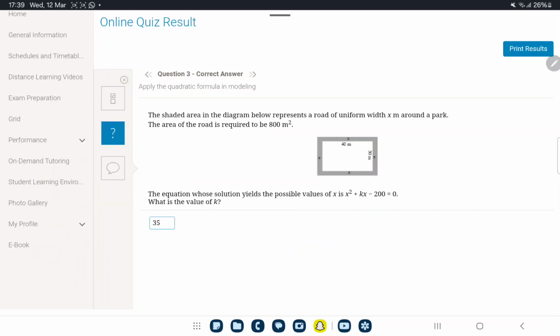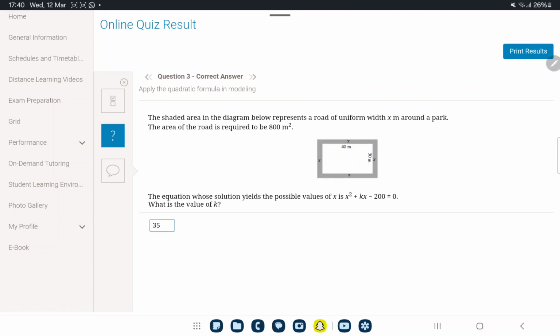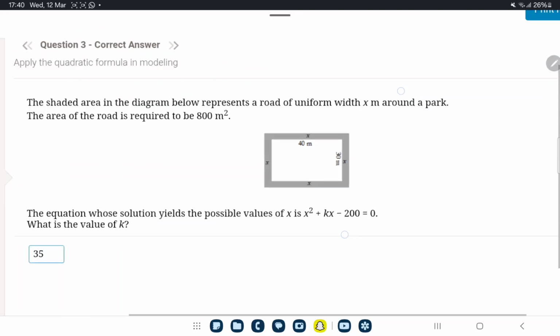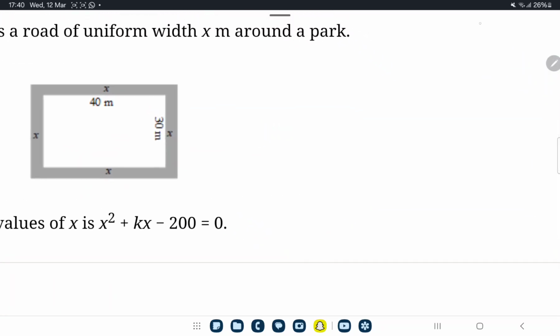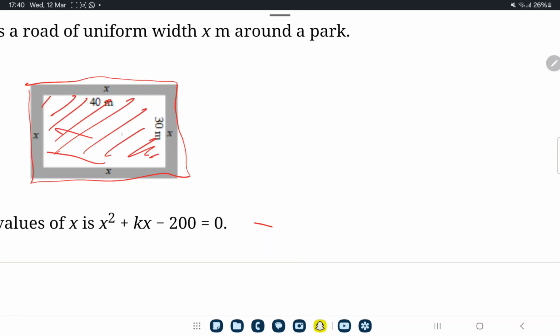With this question they want the equation that lists the possible values of x. So here we know that since we want the area of the shaded region, it's the whole area, the whole red outlined area, minus the whole shaded area.